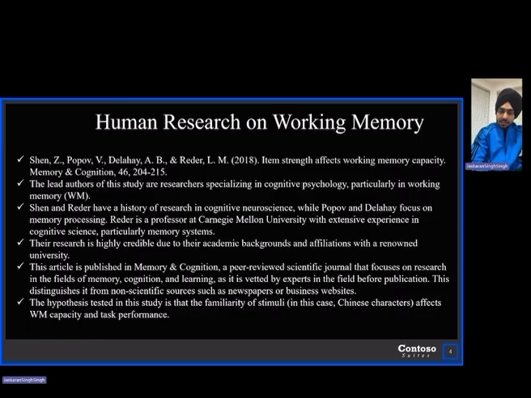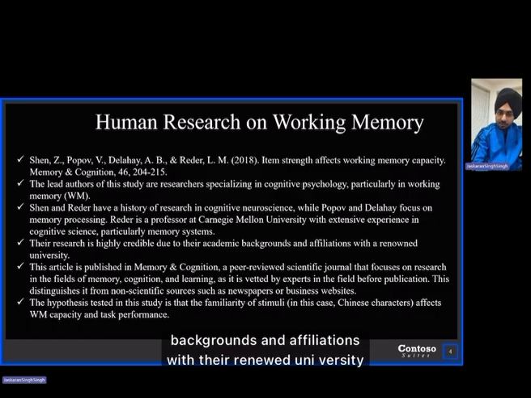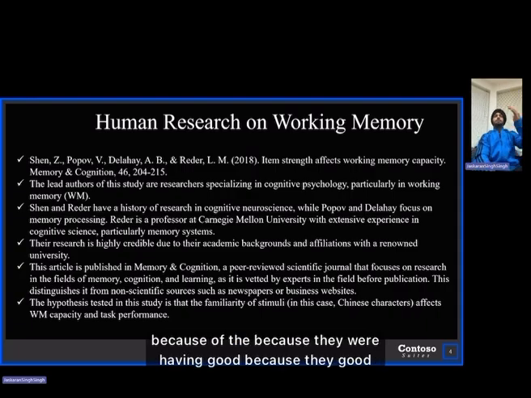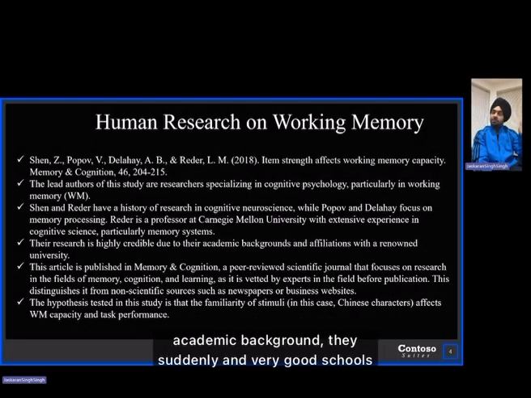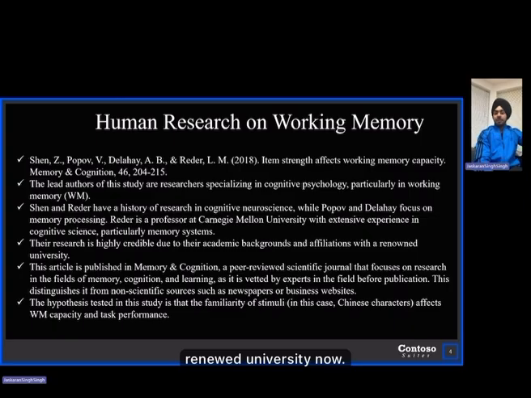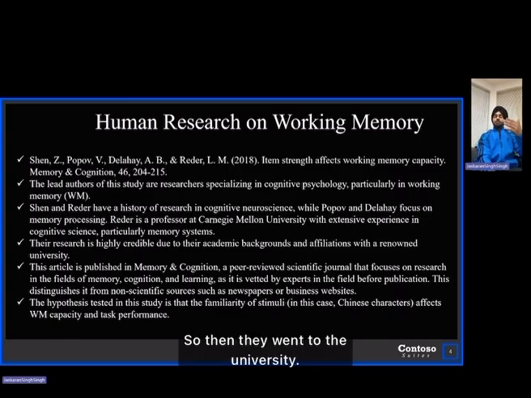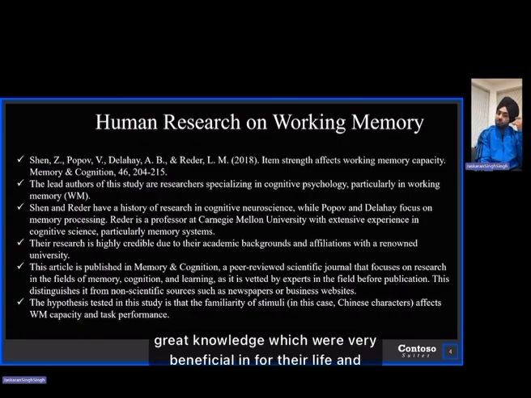The research is highly credible due to their academic backgrounds and affiliations with renowned universities. They studied in very good schools which gave good education, and the highly affiliated universities provided great knowledge which was very beneficial for their life and future skills.